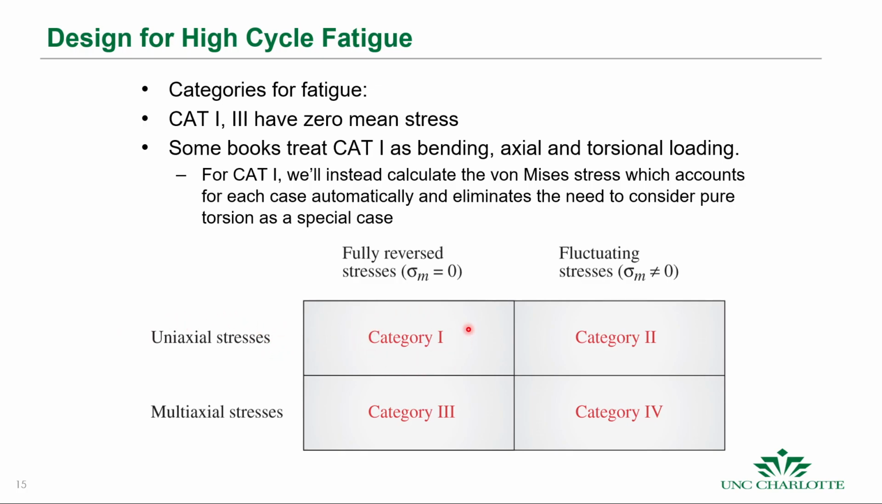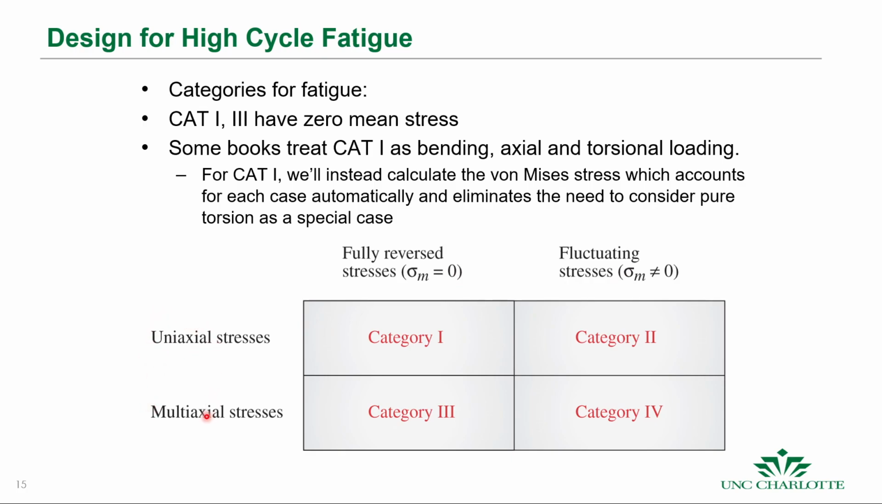We'll talk about that today. We also have categories 2, 3, and 4 stresses, which are a little bit more complex, and we'll have to deal with them a little bit differently for our safety factors. Okay, so we have fully reversed stress or fluctuating stress. That has to do with the mean stress. So either the mean stress is 0 or the mean stress is not 0.